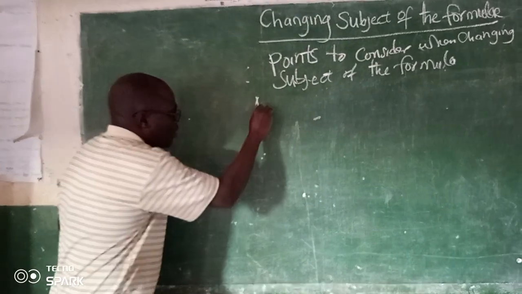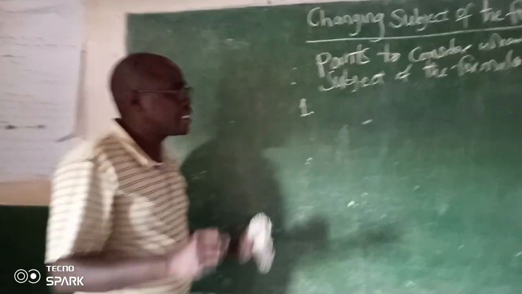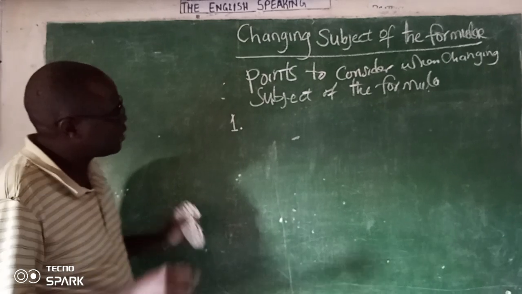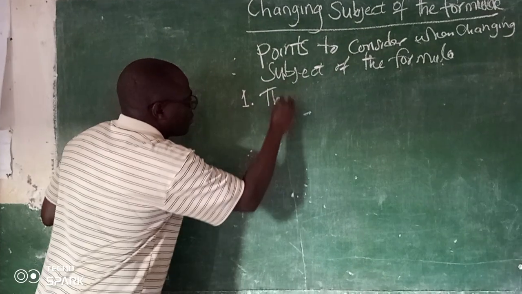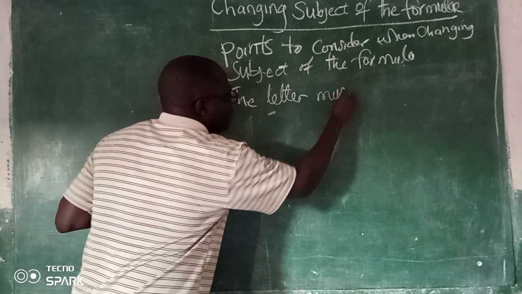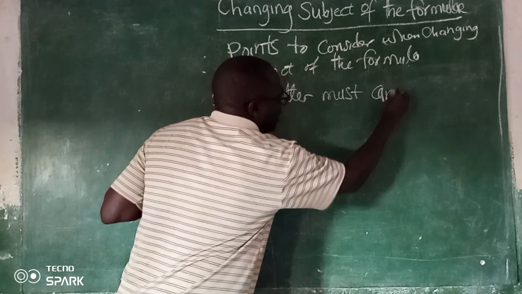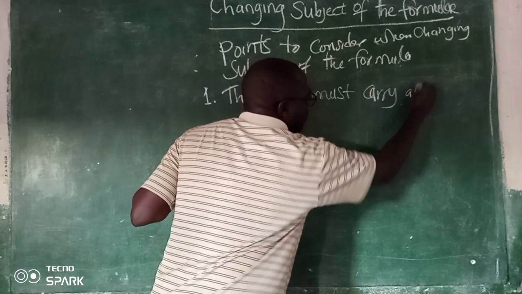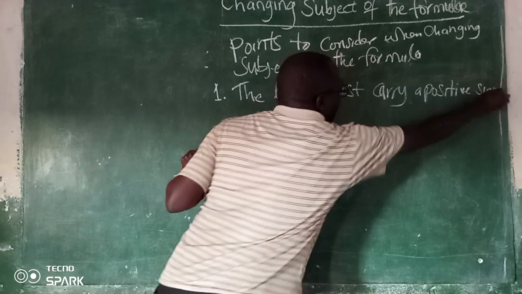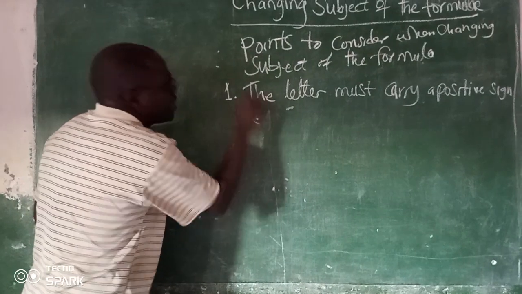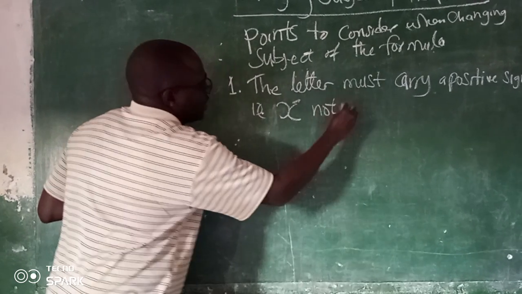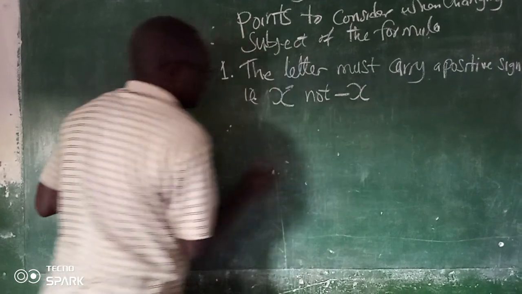Point number 1: the letter to be made subject of the formula must carry a positive sign. I.e., if the letter is X, it must be X, not negative X.